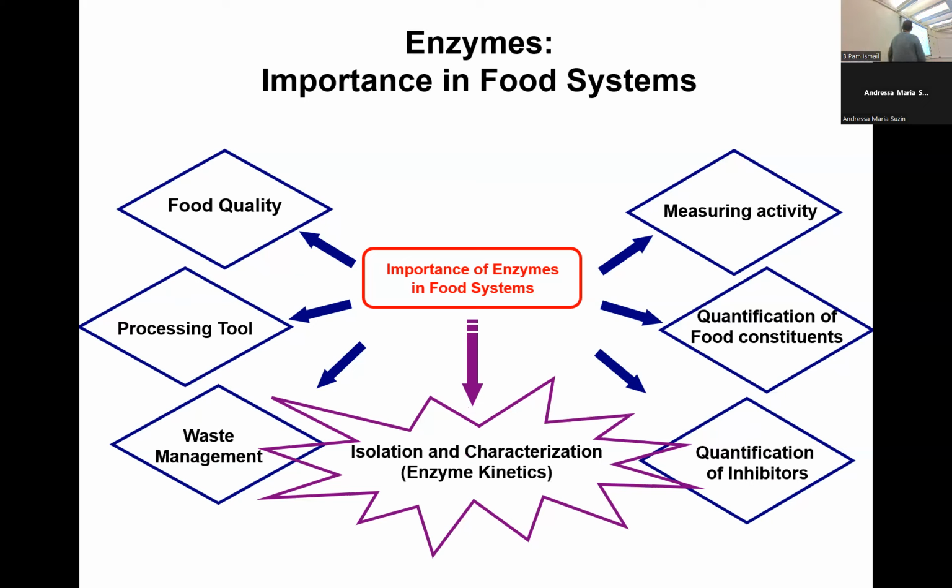Okay, so quality, where enzymes can cause problems, so we want to measure their presence, their inhibition, where they use them a lot to process foods. You guys gave a lot of examples. Waste management, quantification, measuring activity of different enzymes, the good ones and the bad ones, and to determine how we're going to inhibit them, if we need to inhibit them, like polyphenol oxidase that causes a lot of problems for browning. So a lot of uses.